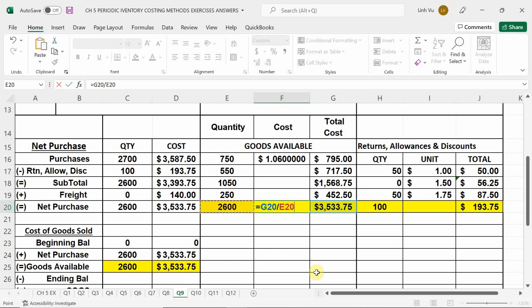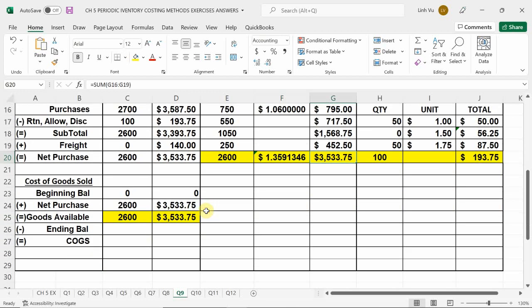Is it 1.366? 1.359134. So in this case, 3,533.75. So that's my average cost per item right here. Okay.